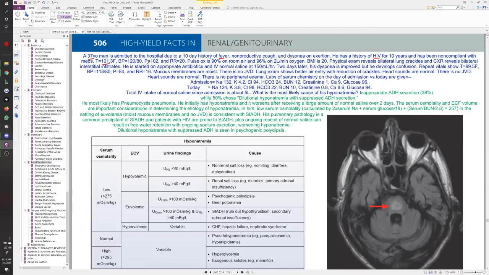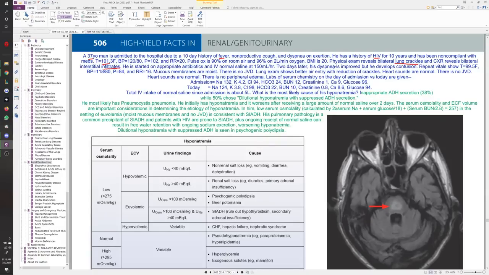Vitals looking okay. Pulse ox is good, not the worst. BMI is 20. Physical exam reveals bilateral lung crackles. Okay. Chest X-ray reveals bilateral interstitial infiltrates, so he has some kind of pneumonia maybe. He was started on appropriate antibiotics and IV normal saline.